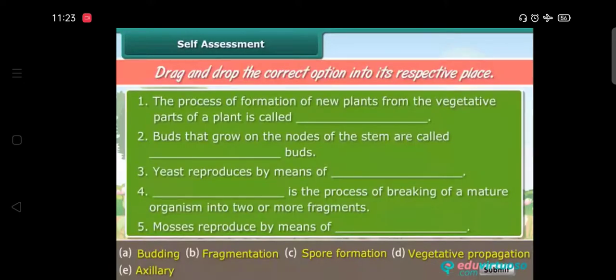Self-assessment. Let's check what you have learned so far. Drag and drop the correct option into its respective place.